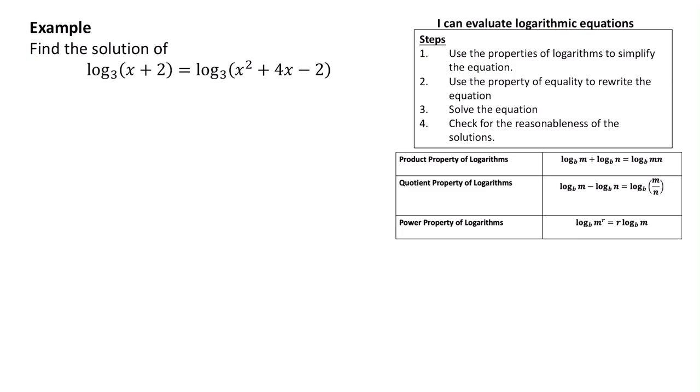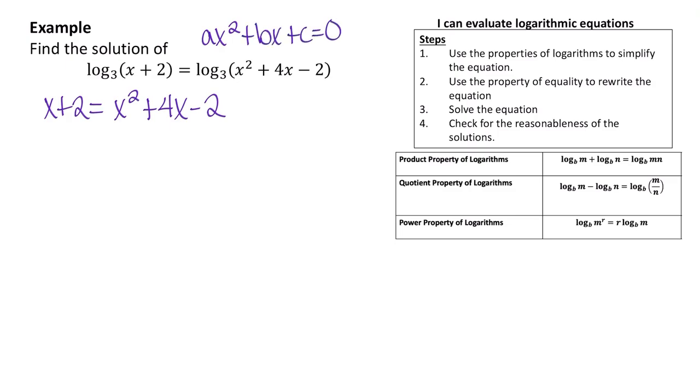So now let's solve the log base 3 of x plus 2 equals the log base 3 of x squared plus 4x minus 2. So we have two logs of the same base, so we're going to say that x plus 2 equals x squared plus 4x minus 2. So notice that this is a quadratic equation. When we have a quadratic, we want to set it equal to 0, right? Ax squared plus bx plus c equals 0, so that we can solve.